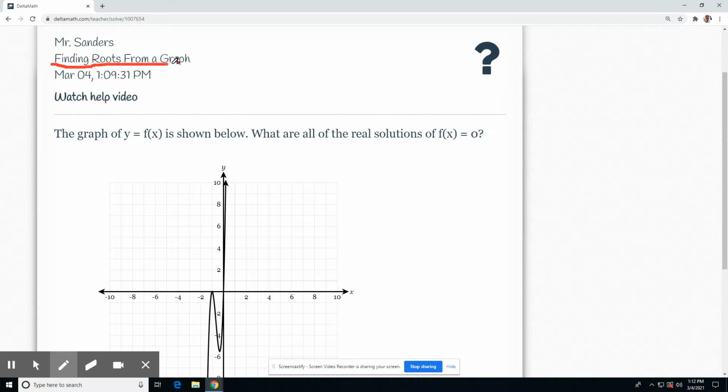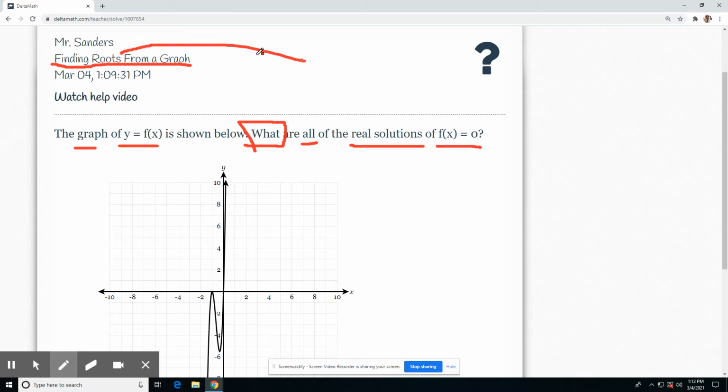Finding roots from a graph. A root, well, let's look at the problem. The graph of y equals f of x is shown below. What are all of the real solutions of f of x equals 0?